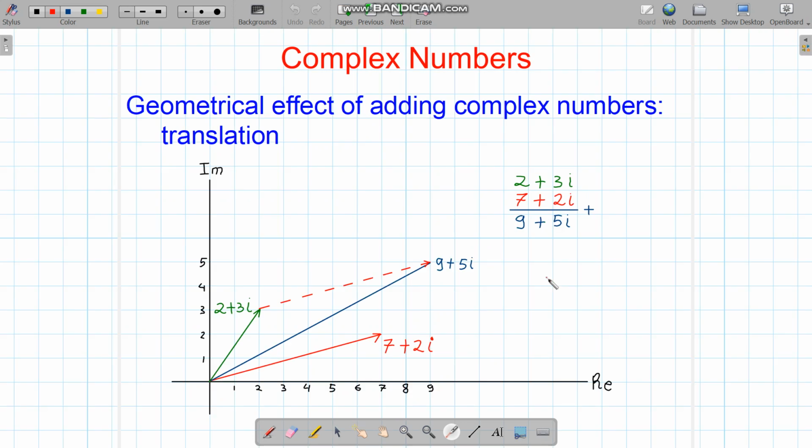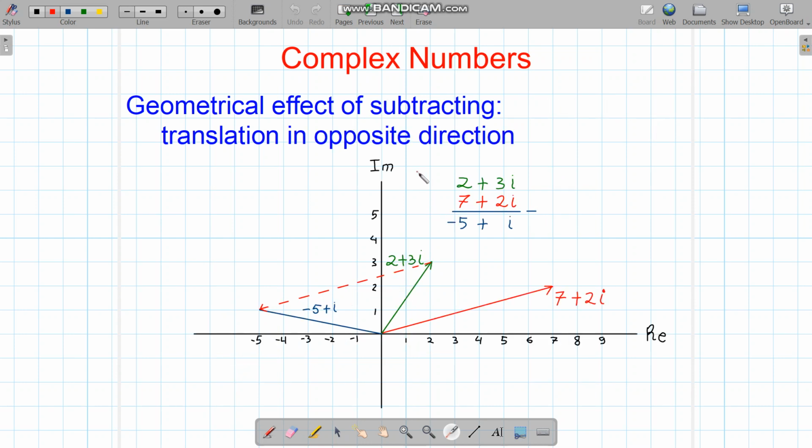Now the geometrical effect of adding complex numbers. So basically it's a translation. So if you have 2 plus 3i, so this point is (2, 3), plus 7 plus 2i. So this is just like a transformation, a translation. So you just slide or move the point 7 units to the right, 2 units upwards. Or you can say it's like a vector addition using the parallelogram method here.